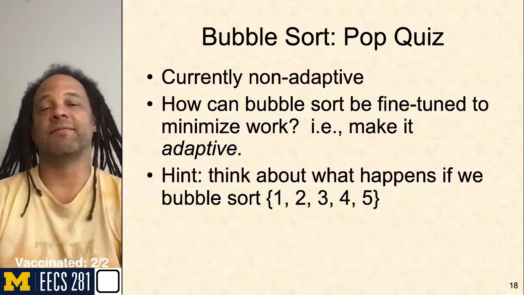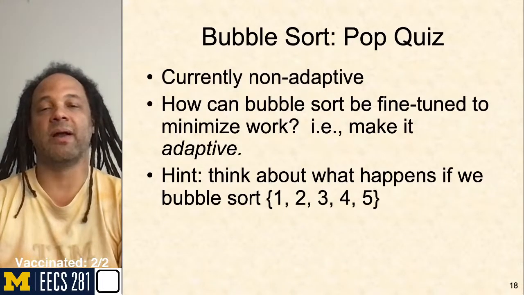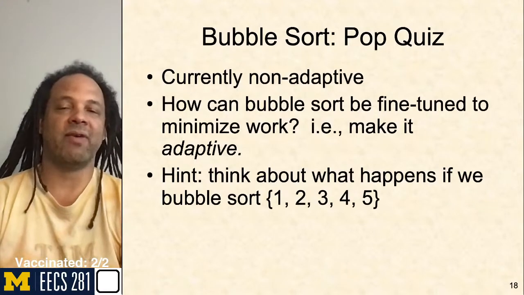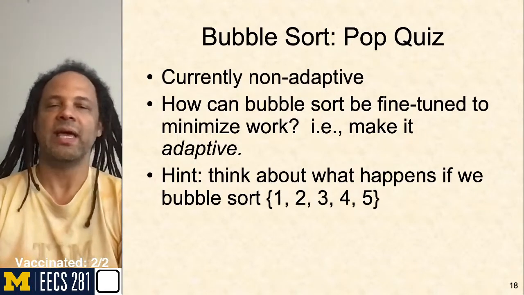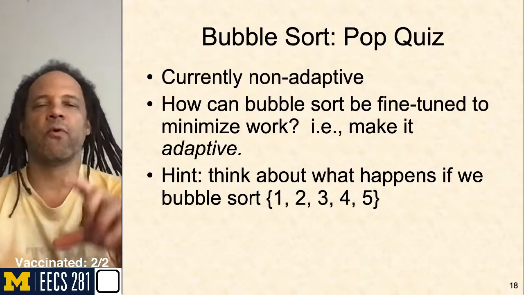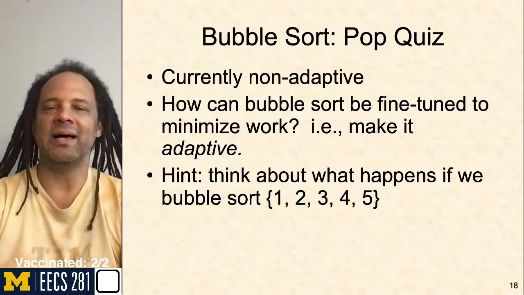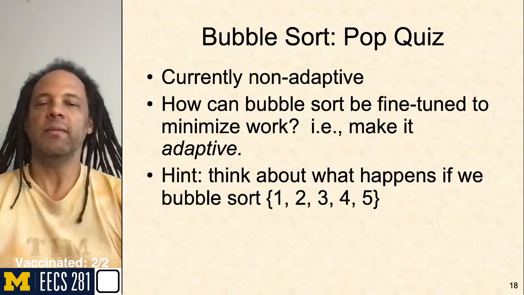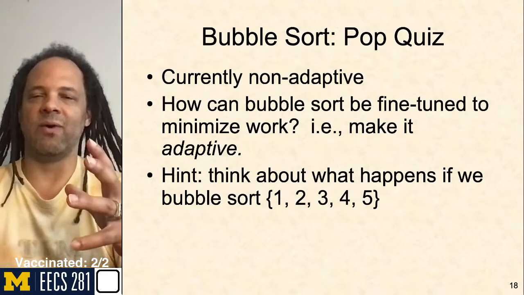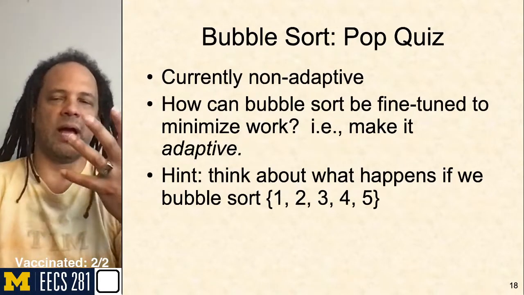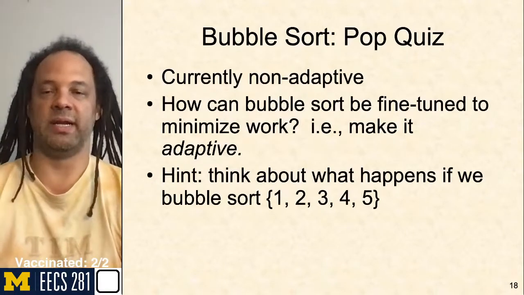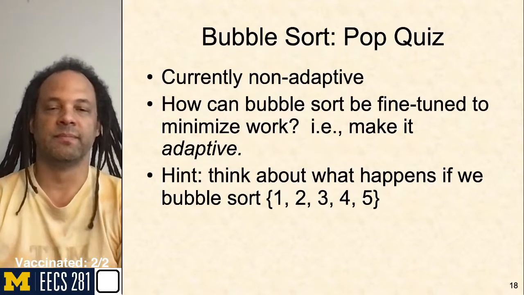So it's not adaptive. We talked about that. We talked about in that last one where we didn't have any work to do, it still had to do some work. How can we write bubble sort in a way that makes it adaptive? So if I don't have to do any more work, I want to stop early. That's what an adaptive sort will do for me.